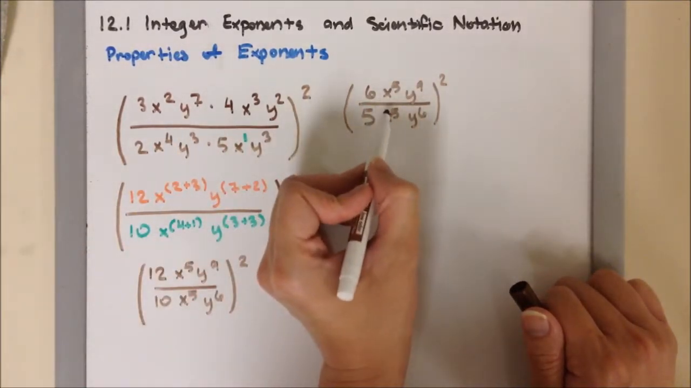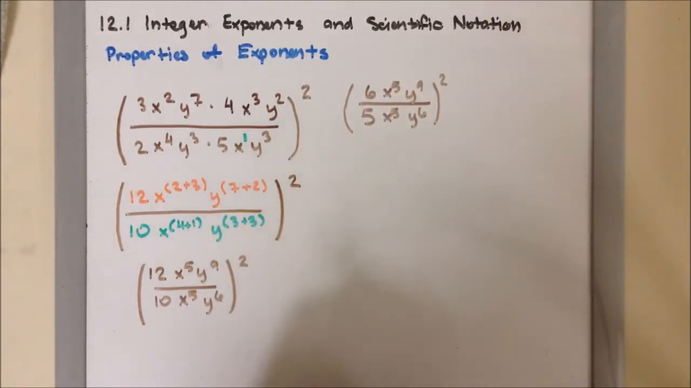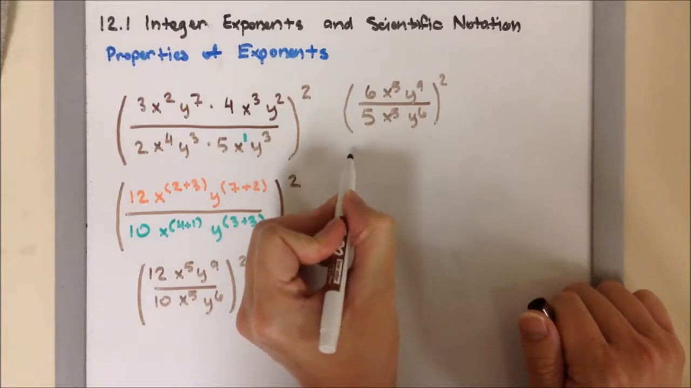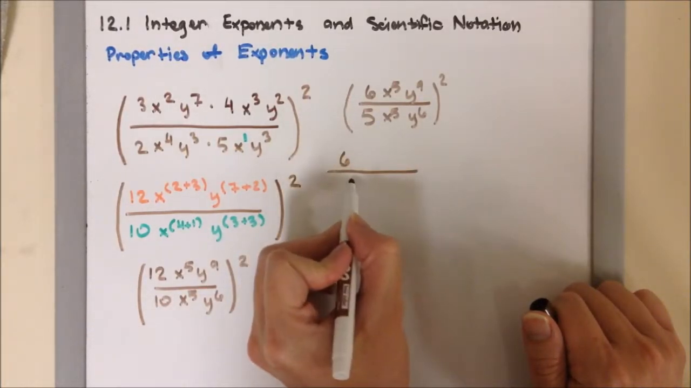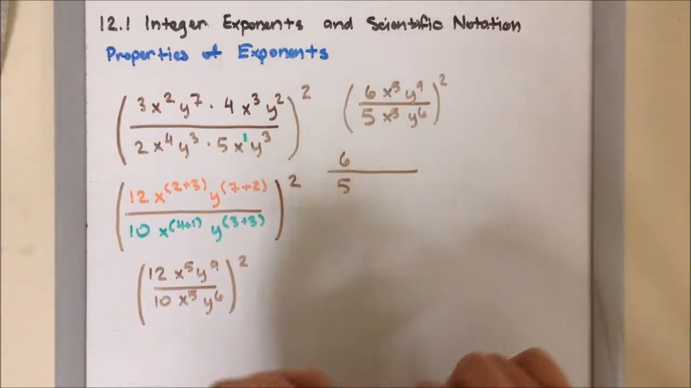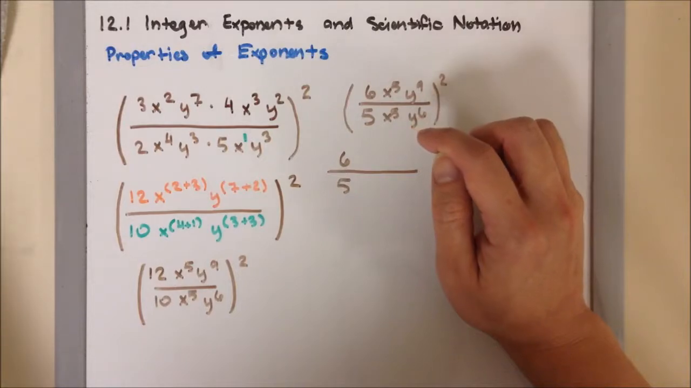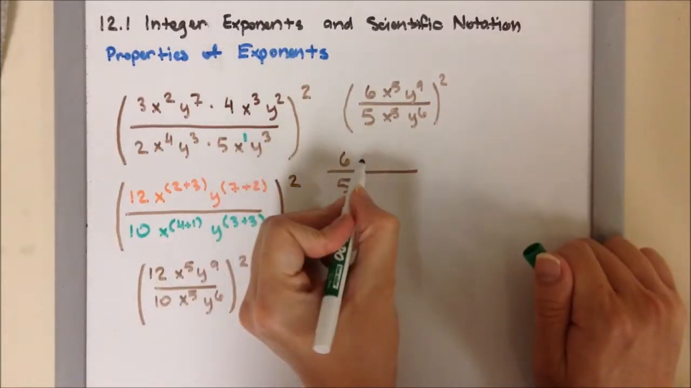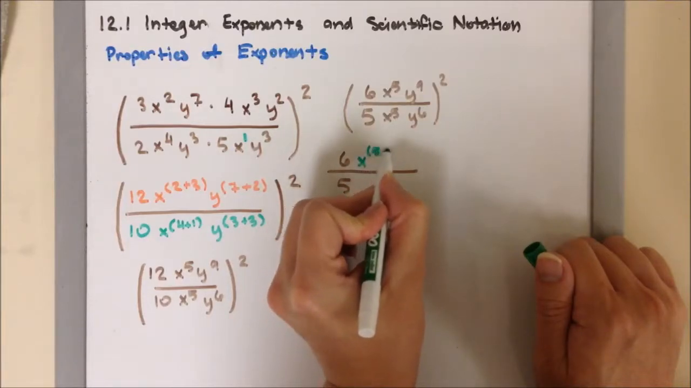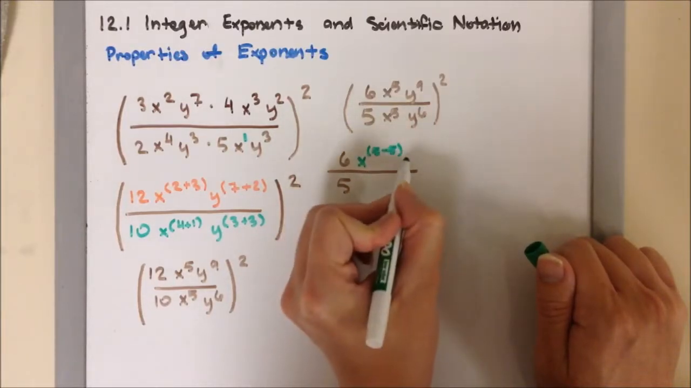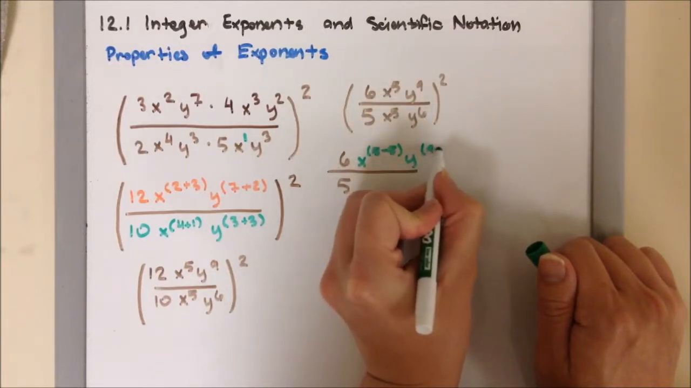Next, I'm going to combine the x's together and the y's together. Since they are dividing, we're going to subtract. So the number coefficient stays the same. So for my x's, it's going to be top minus bottom exponent, so it's going to be 5 minus 5. And for the y, top minus bottom again, so it's going to be 9 minus 6.